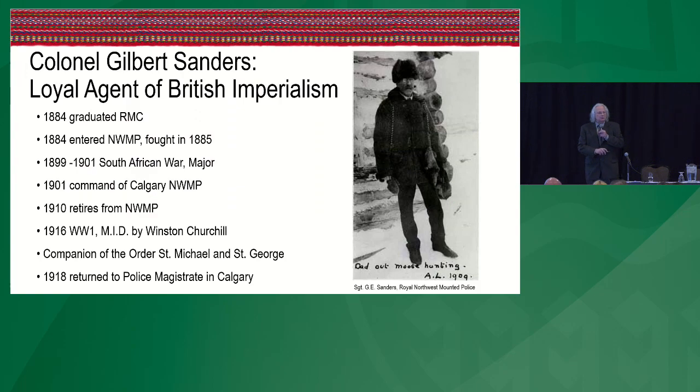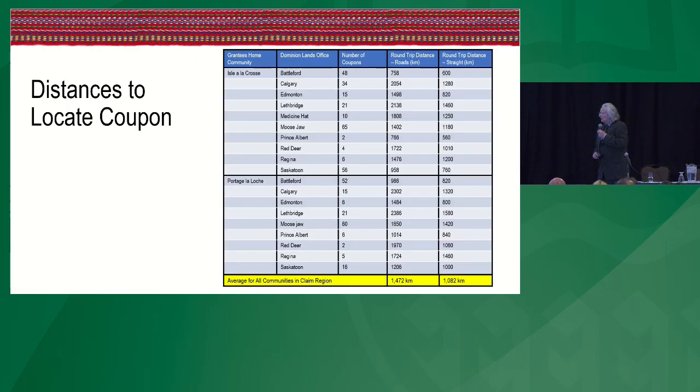And Sanders was not the sort of person that would have empathy for Métis. Wasn't his nature. Graduated Royal Military College, fought in '85, not good enough, fought in the South African War, commanded the Calgary Northwest Mounted Police, retires. He fights in the First War. He's mentioned, dispatched by Winston Churchill. He's an archetypical British imperialist, and yet he saw something wrong, right?